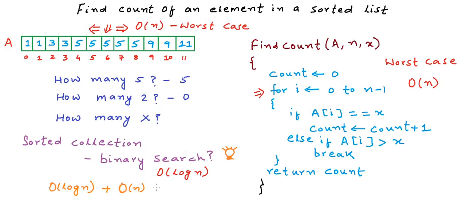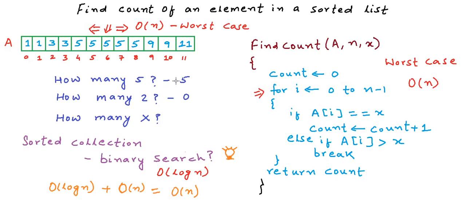So for higher values of n, log n is negligible in comparison to n, so this is eventually big O of n. We are not writing pseudocode for this approach. We leave that as an exercise for you. With these two approaches, we are still big O of n in the worst case. So what do we do?